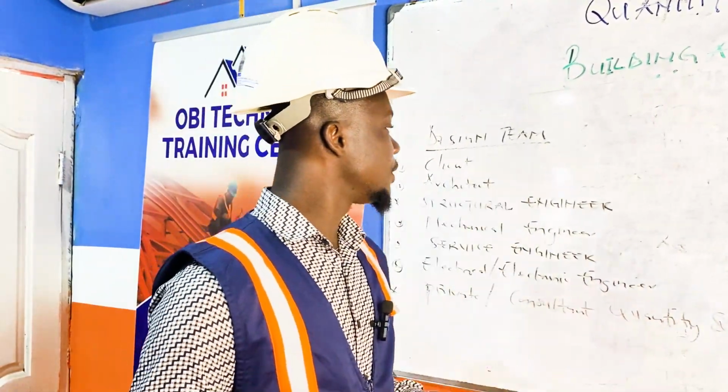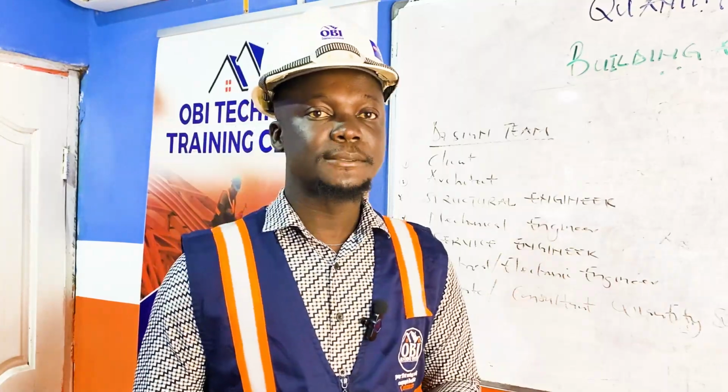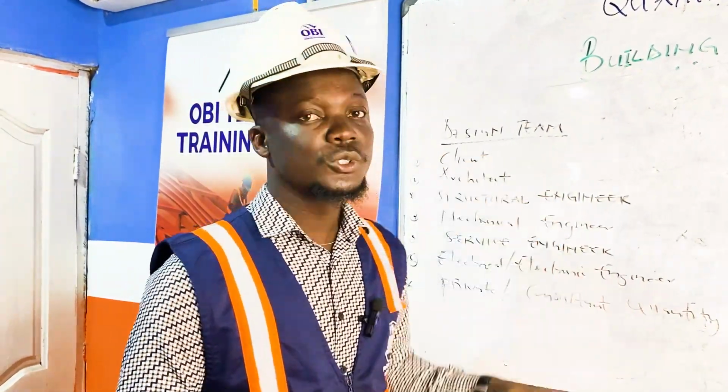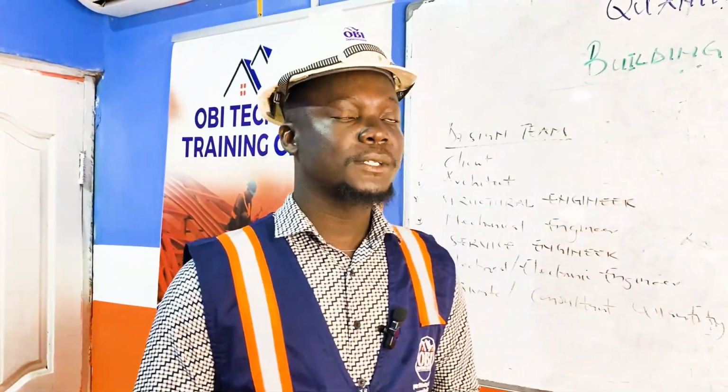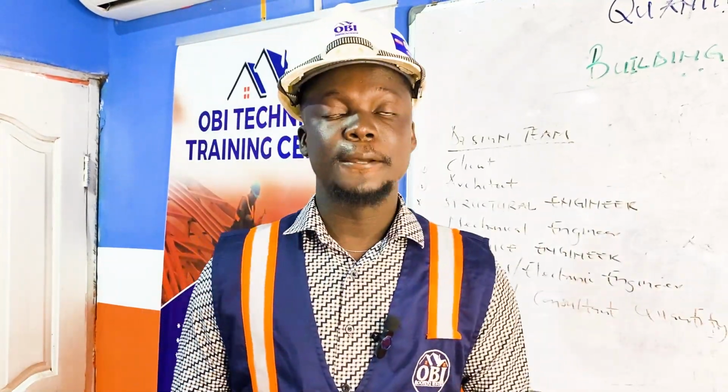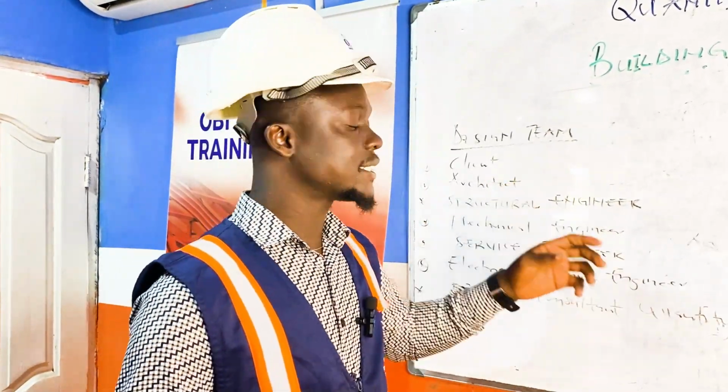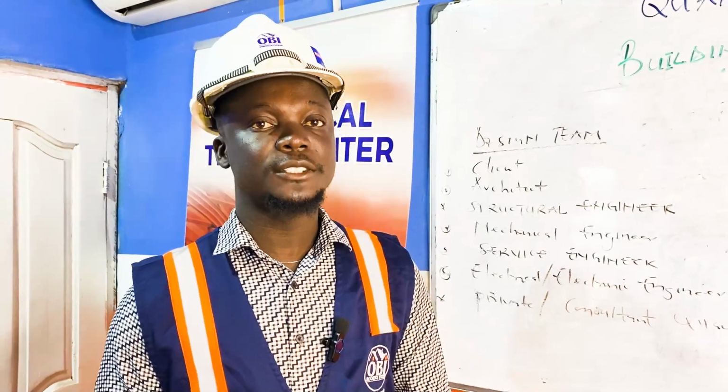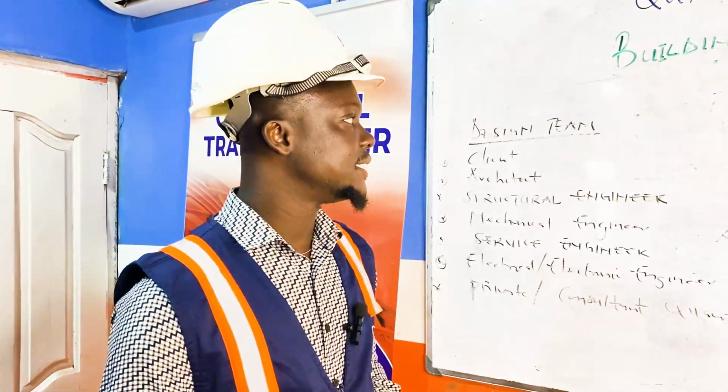So he's the chief consultant among the building team or the design team. He controls the other engineers or other specialists which are part of the building team. So the architect plays the chief role, the chief responsibility of the design team.